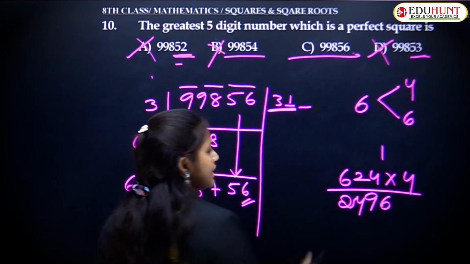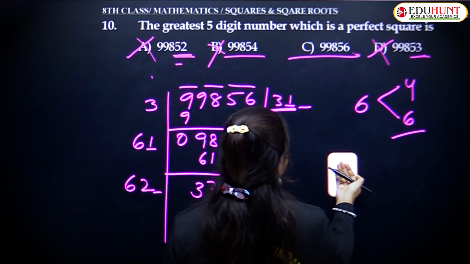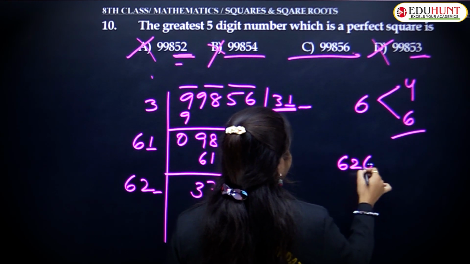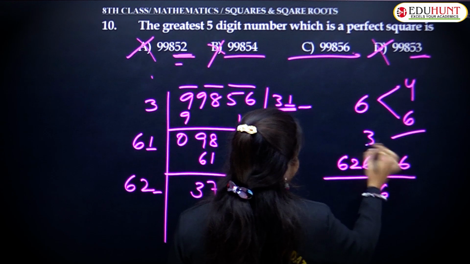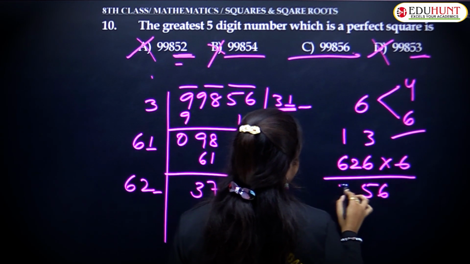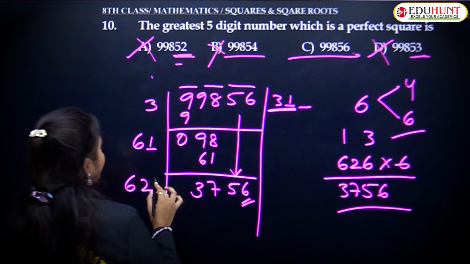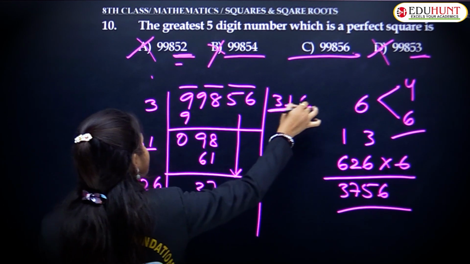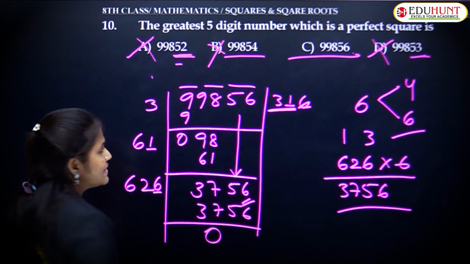So let us go for the next digit, that is 6. So 62 and here 6, 626 into 6. 6 6s are 36, 6 2s are 12 plus 3 is 15, and 6 6s are 36 plus 1 is 37. So finally we got the answer as 3756. So for that it is 6 into 6, 3756. So the remainder is 0.